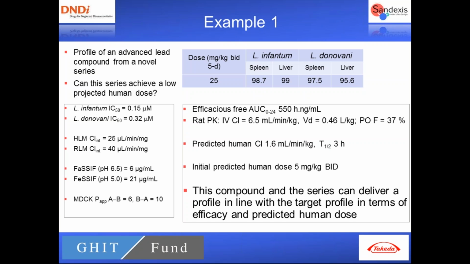So at this point, we've got reasonably good confidence that not only this compound, but as an example for the series, that it's worth progressing with the series. We can deliver compounds that are both potent enough in vitro and potent enough in vivo, and can have sufficient PK to deliver a compound with the right kind of profile.